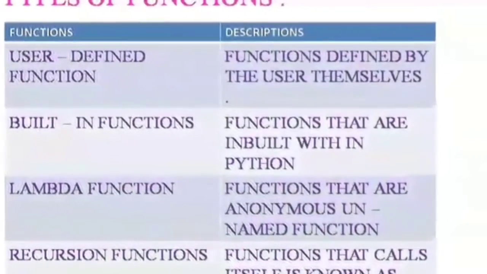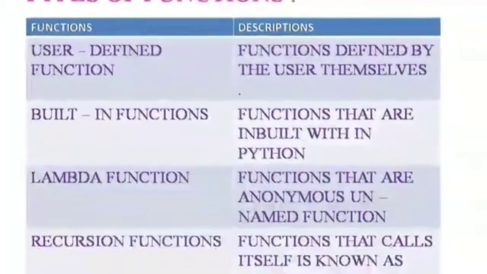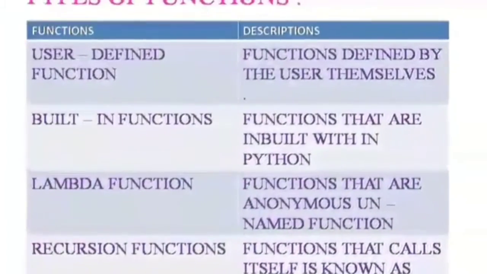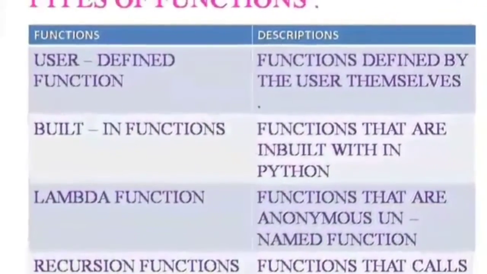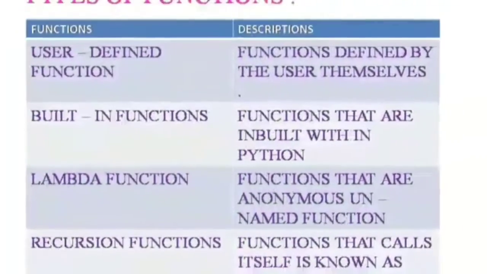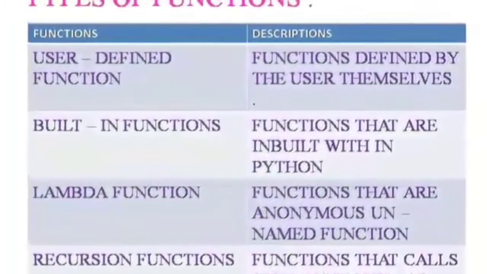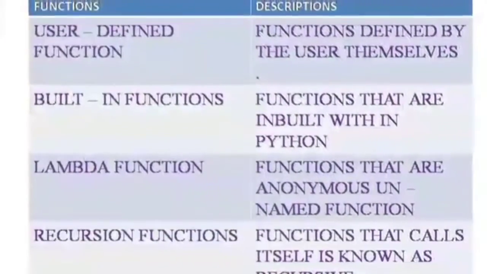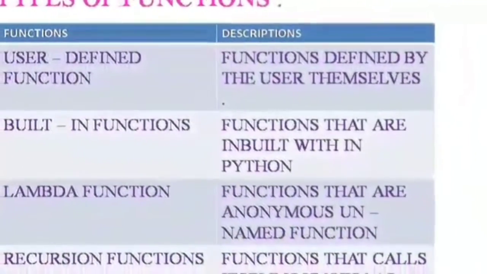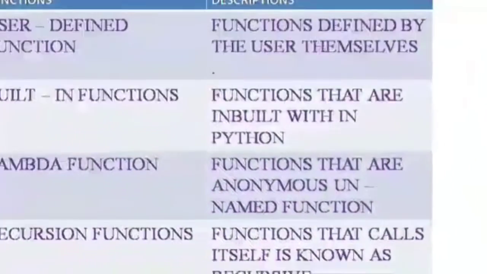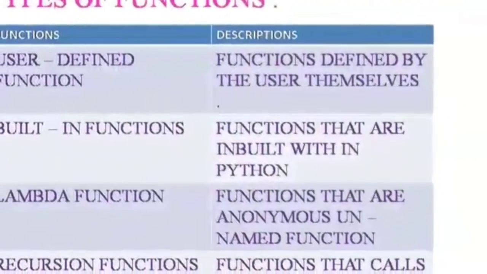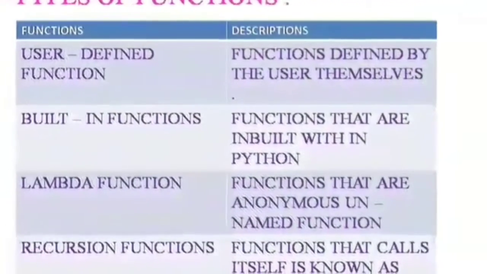Now, types of functions. User defined function: these functions are defined by the user themselves. Built-in functions: functions that are built in within Python. Lambda function: functions that are anonymous, unnamed functions. Recursion function: a function that calls itself is called a recursion function.